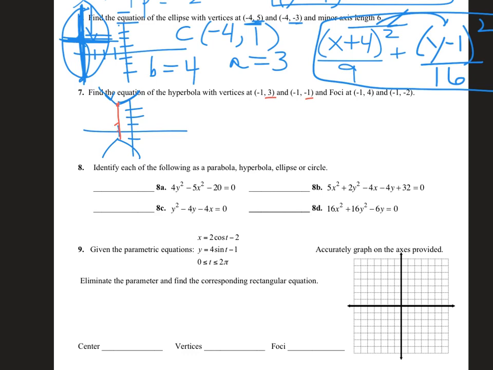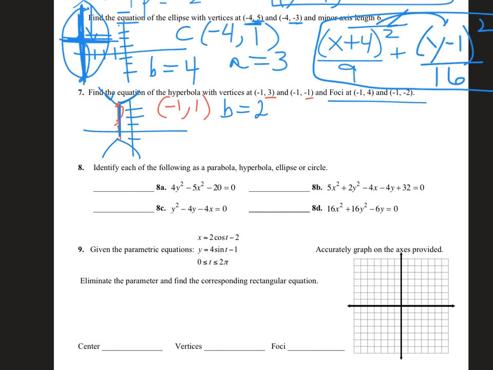Did I graph that wrong? No, it should be like right there. Okay, then that means that my center would be at -1, +1. So that's my center. Okay, so let's take a look. We can also tell what b is, because since this is a total distance of 4, then b would be 2.